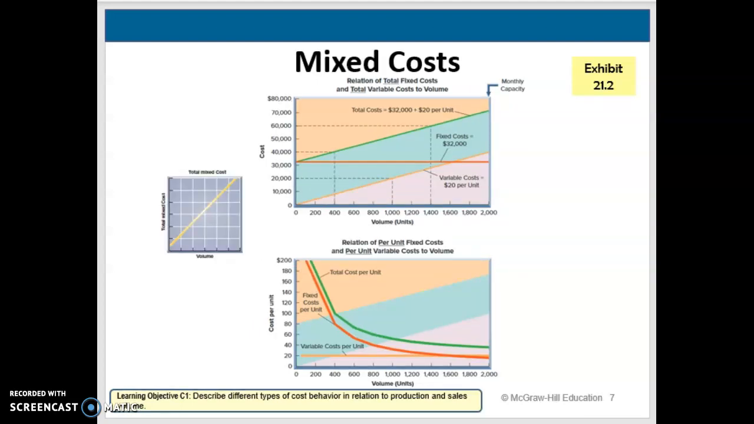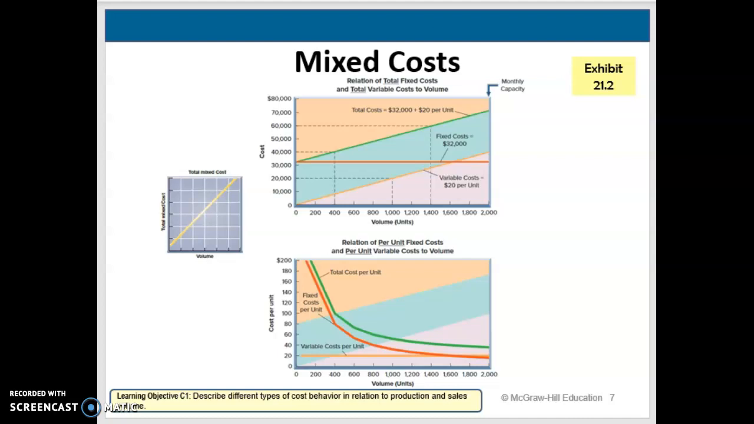The next kind we have is a mixed cost. With a mixed cost, it has a component of fixed and a component of variable. So it's not one or the other, it's a combination of both. Compensation for a sales representative typically has a fixed monthly salary. And then if they do really well, they might get a commission based off their sales. So the salary part is fixed, the commission part is variable. So that means the overall would be a mixed cost.